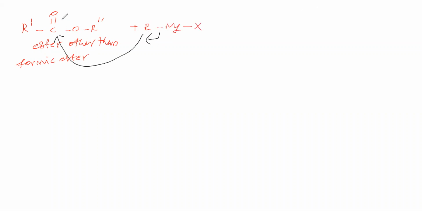Now we will take an ester other than formic ester. To this we will add Grignard reagent. Let us see how the reaction takes place. This bond shifts to R, which is attacking C. This bond is shifting here, and Mg is attacking here. Therefore, we get R dash C O MgX, with OMgX and OR2 dash, and R here.